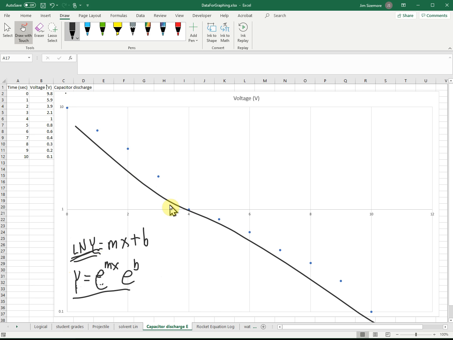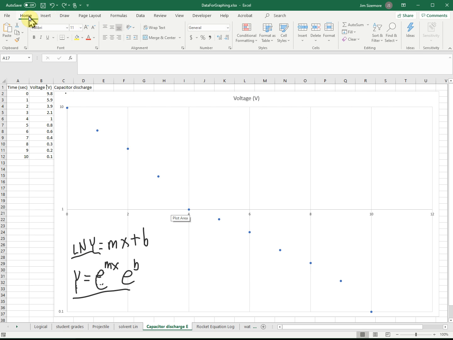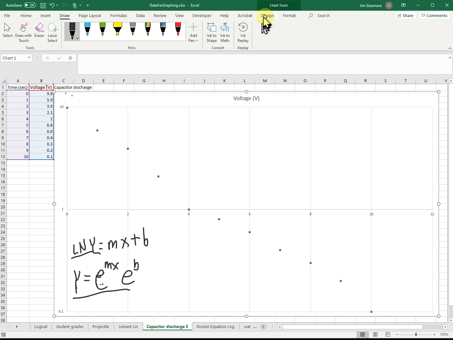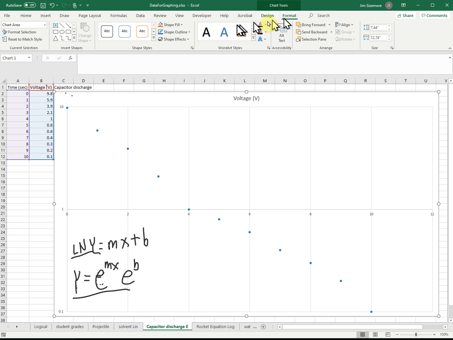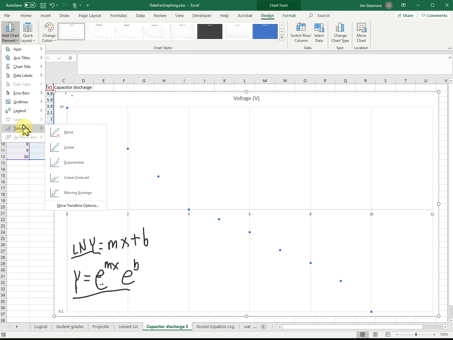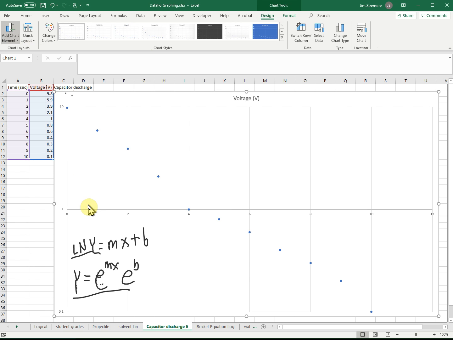So now let's insert our trend lines. Let me get rid of the line I just drew. Oops, I'm still in my drawing tool. I've got to turn off my drawing tool. There we go. Select my chart. There it is. Chart tools. Design. Add chart element. Trend line. More trend line options.